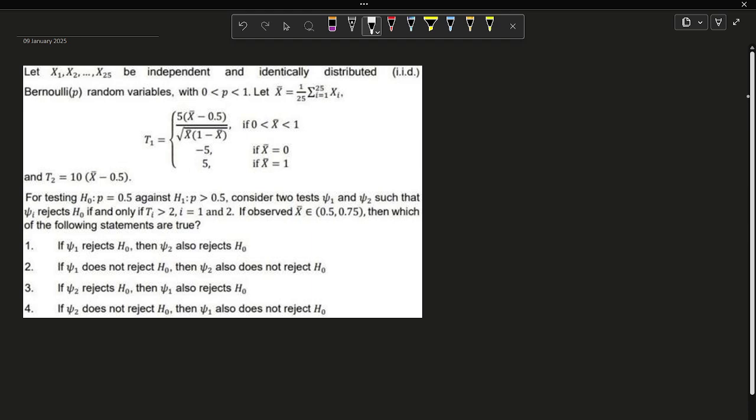Consider two tests phi 1 and phi 2 such that phi i rejects H0 if and only if Ti is greater than 2, for i equals 1 and 2. If the observed mean, that means x bar, is lying between half and 3 by 4, then which of the following statements are true?